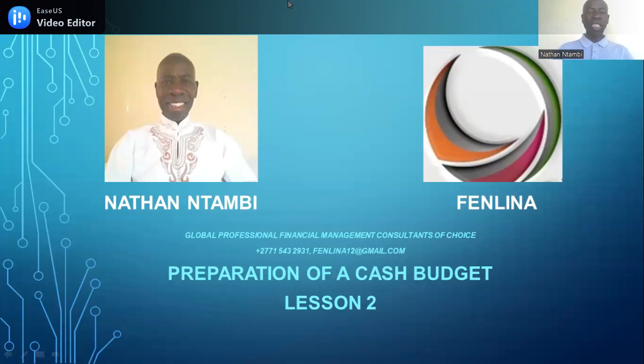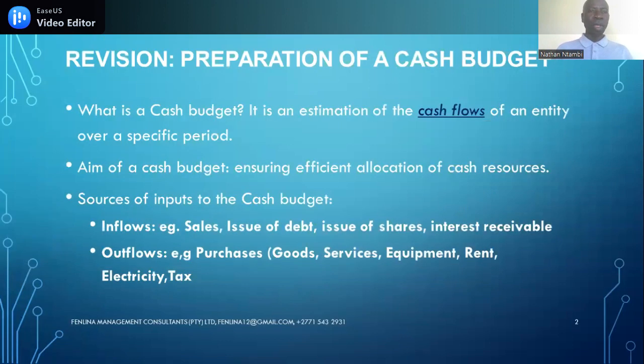Today we are going to look at lesson 2 regarding the preparation of a cash budget. Let's start with a revision briefly. We talked about what is a cash budget, and we say that it's an estimation of the cash flows of an entity over a specified period.